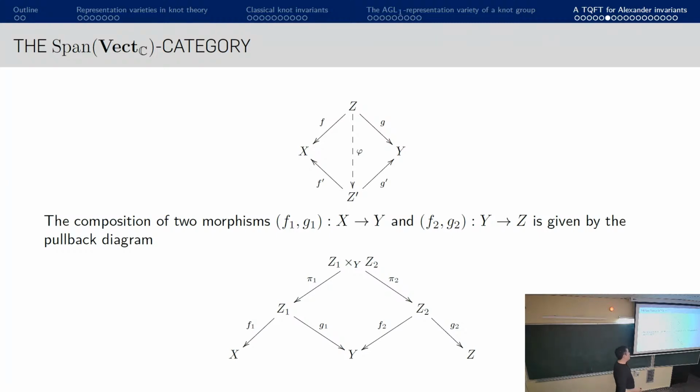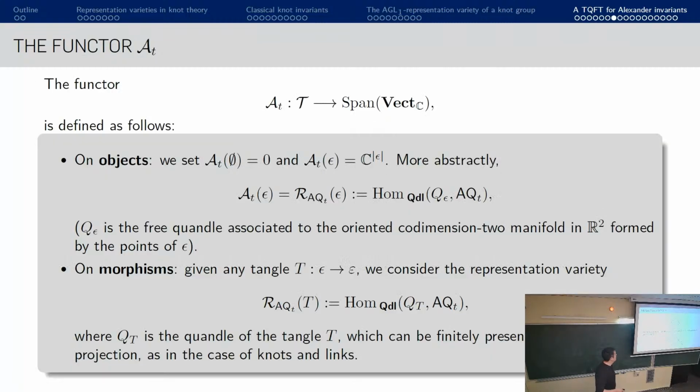And in this category, composition is dealt with by the fiber product. You've got here a morphism between X and Y, another one between Y and Z, so those four maps, and then the composition is that vector space, which is the fiber product of Z1 and Z2, and you get a map there projecting onto the first factor and a map there projecting onto the second factor. So that's the way you compose spans. So it's a category that generalizes the usual category of vector spaces.